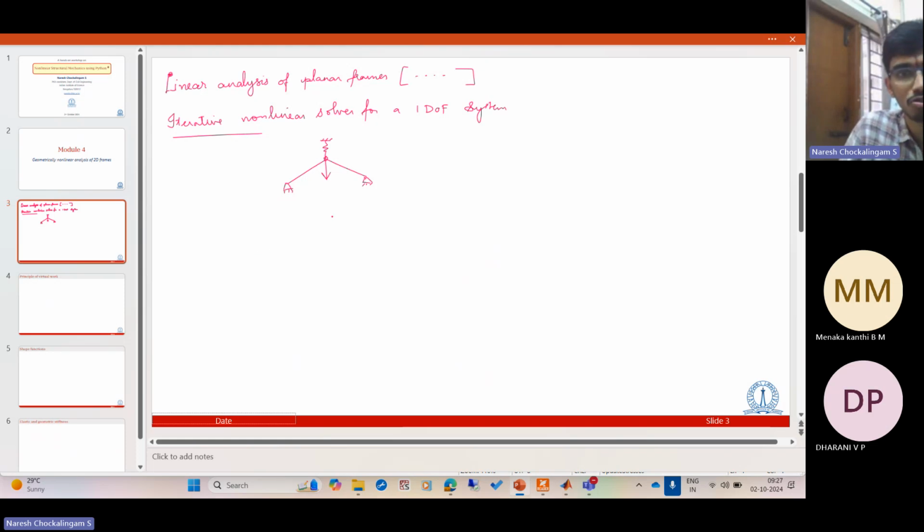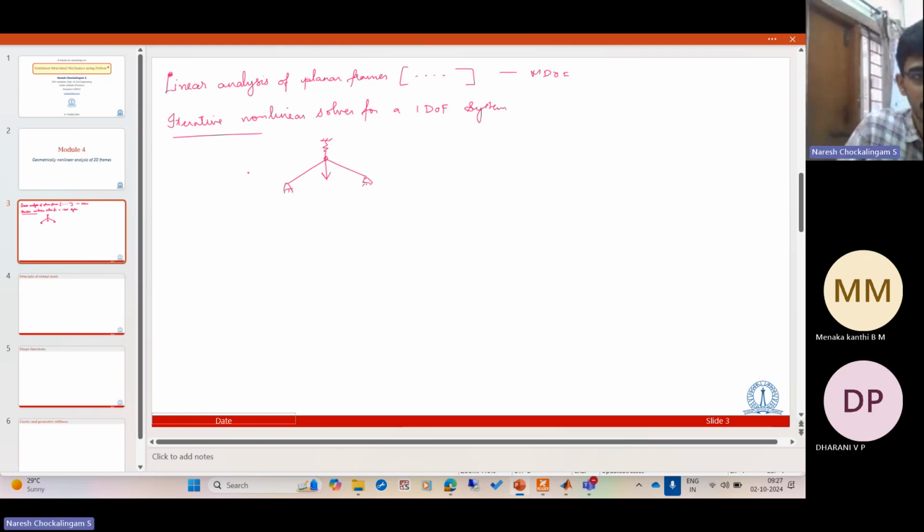The next idea is to put these two together. So this is a multi-degree of freedom, but linear. This is a single degree of freedom, but nonlinear. So the immediate next step is to put these two things together.